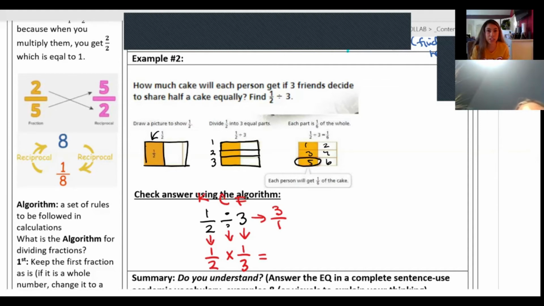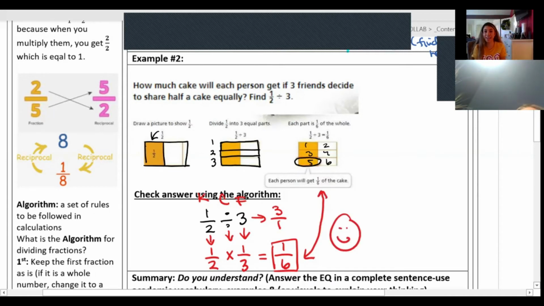Now we could just multiply just as normal straight across. Our numerators, 1 times 1 is 1, and 2 times 3 is 6. Now, did we arrive at the same answer? Yes, we did. Each person will get 1/6 of the cake.